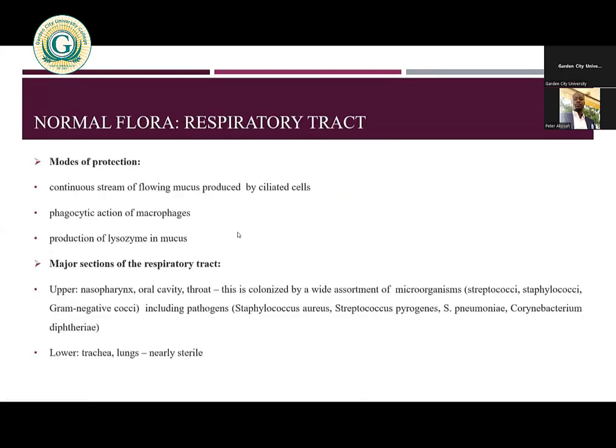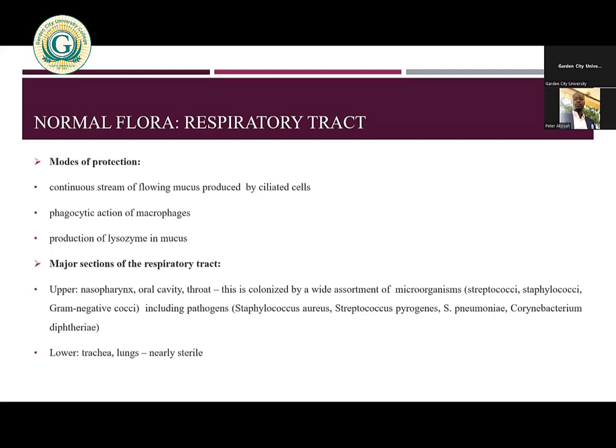Now the respiratory tract. Now, when it comes to our respiratory tracts, we have the upper part and the lower part. The upper part of our respiratory tract is our nasopharynx, our oral cavity, our throat. And in these places, we have a wide assortment of microorganisms.